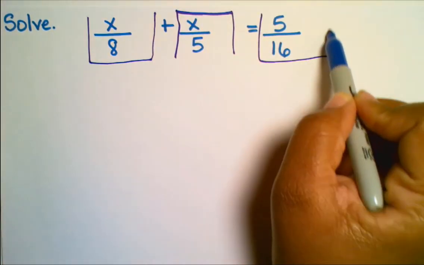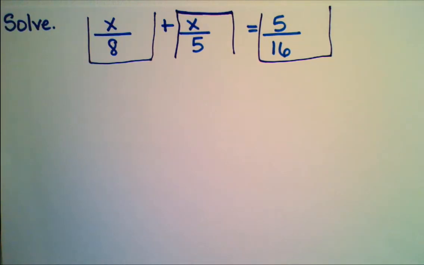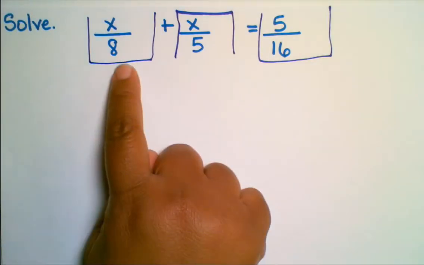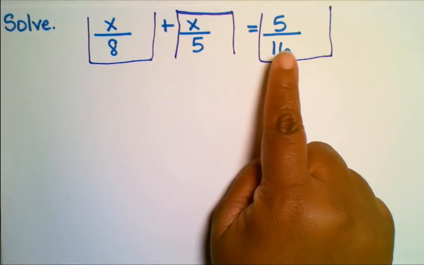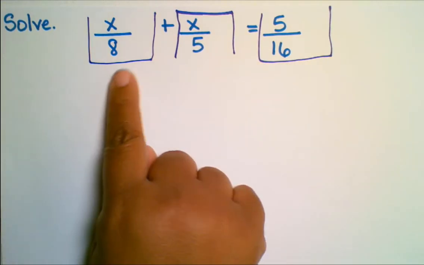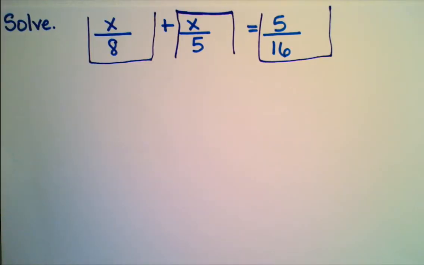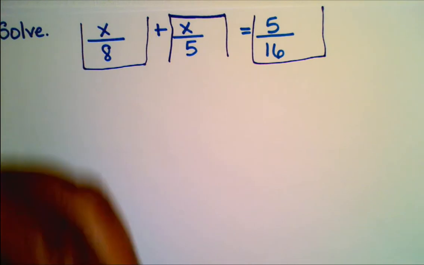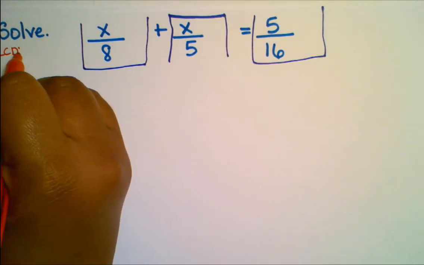Now in your notes, it says here, clear fractions or decimals. If necessary, multiply both sides of the equation by a common denominator of all terms. Keyword: all terms. So I want to get rid of the denominators here. And to get rid of the denominators, we need to find the LCD, the least common denominator. So we want to find the LCD for 8, 5, and 16. And that LCD is 80.